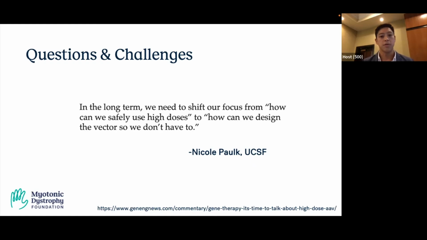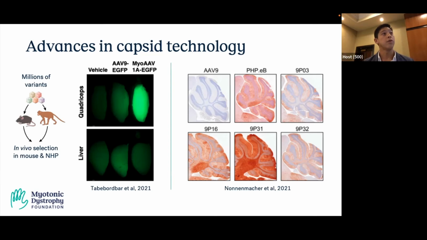There have been a flurry of articles and news reports about where the gene therapy field needs to go in order for the approach to be effective and safe. In the long term, we need to shift our focus from how we can safely use high doses to how we can design the vector so we don't have to. At the same time, many scientists are working on better versions of AAV capsids that are much more potent, that get into desired tissues of interest, and that do not get into the liver, using high-throughput technologies fueled by deep sequencing.